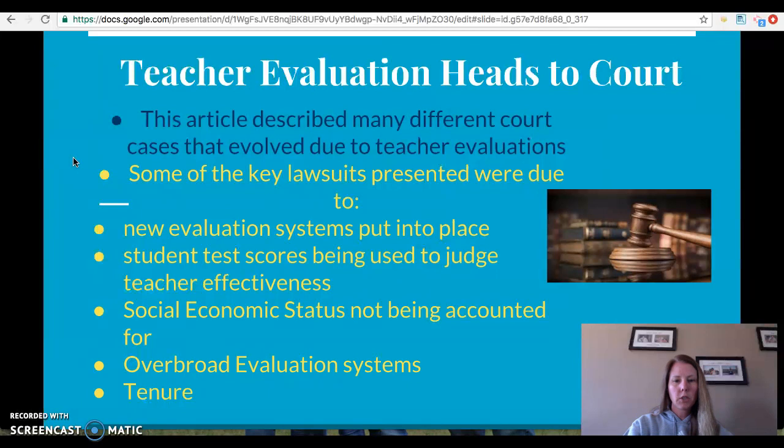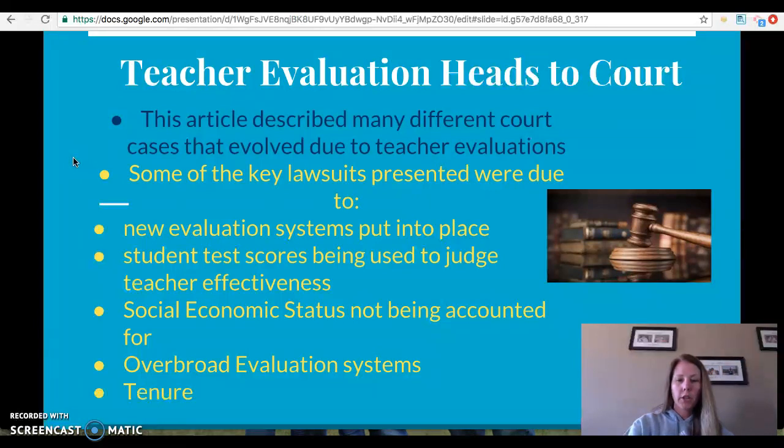Student test scores being used to judge teacher effectiveness. This goes along with socioeconomic status not being accounted for. So both of these in districts, some teachers would have more special ed students or more poverty issues, and their test scores were being counted the same as some of the teachers that had higher achieving students. And so the court cases were because teachers said this wasn't quite fair.